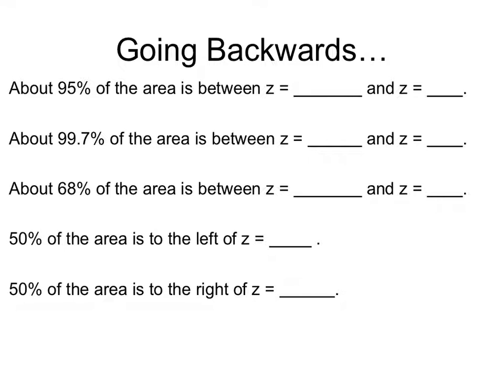Now, if we're going backwards and you see anything talking about 95% of the area, that's the one that was 2 tick marks. So that's between a z of -2 and +2. 99.7 is almost the whole curve. That was between -3 and +3. 68% of the area, that was the central part. That was between -1 and +1. Half the area is to the left of z of 0, and half the area is to the right of z of 0.